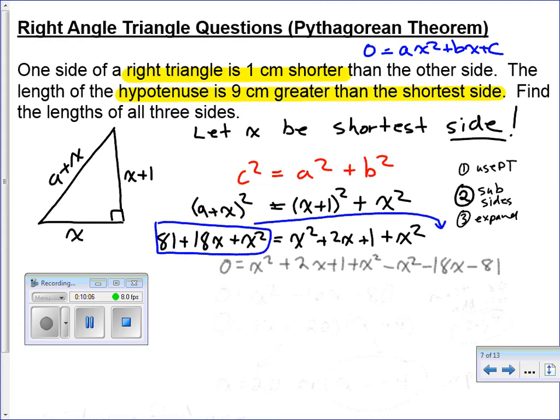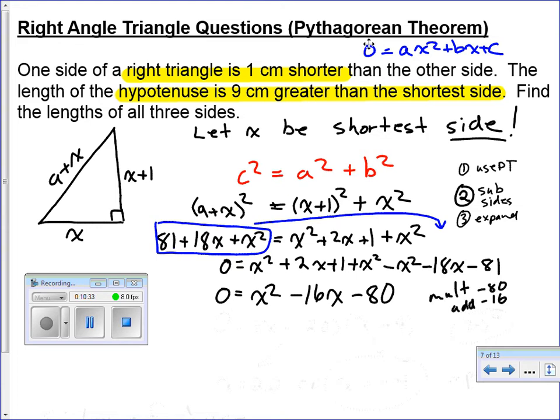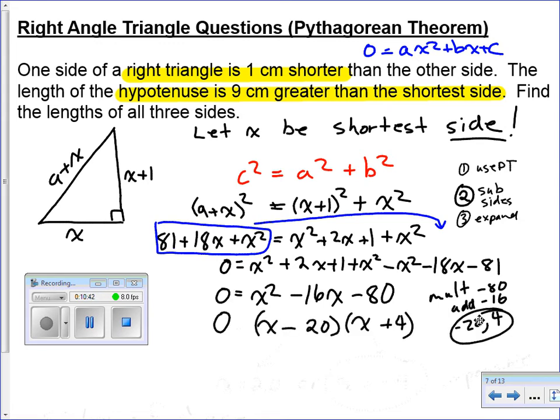And so now we end up with something like this: 0 is equal to x squared plus 2x plus and so on, minus 81. And now we collect our like terms. So we've got x squared left over, minus 16x, and minus 80. You could either use the quadratic formula, or you could use factoring. This is a simple factorization: two numbers that multiply to negative 80 and add to negative 16. Those two numbers are negative 20 and 4. So now this factors into 0 equals (x minus 20)(x plus 4).